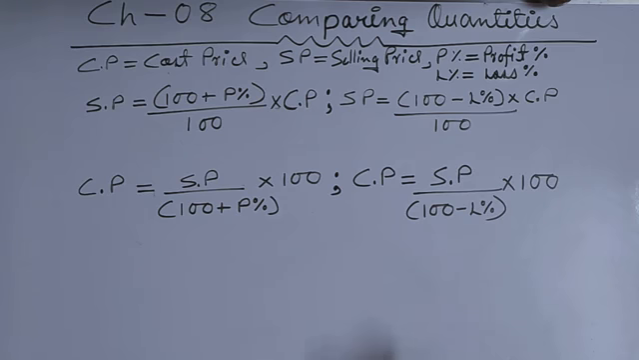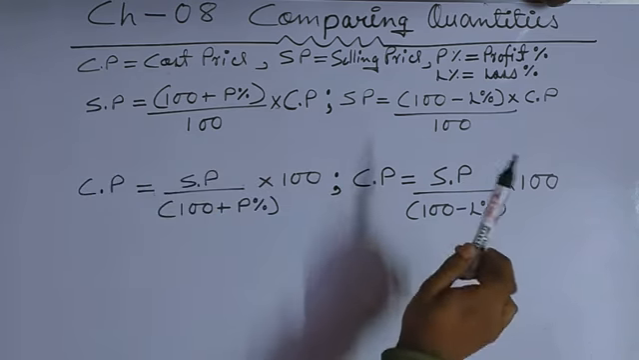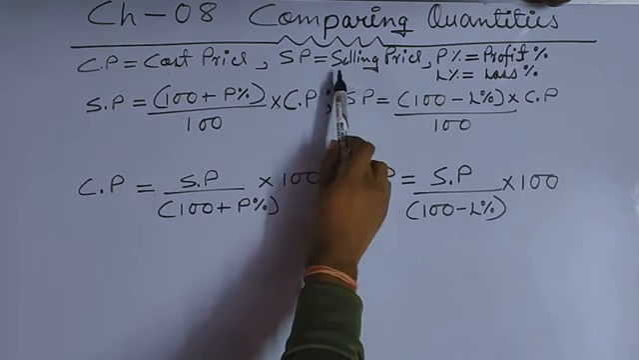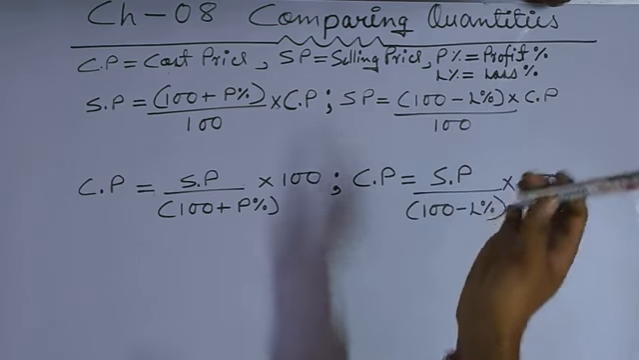So first of all, there will be two formulas which we are going to understand in this video. That is the formula for the selling price and the formula for the cost price. So CP will be denoted by cost price in this formula, and SP will be denoted by selling price. P percent means profit percent and L percent means loss percent.